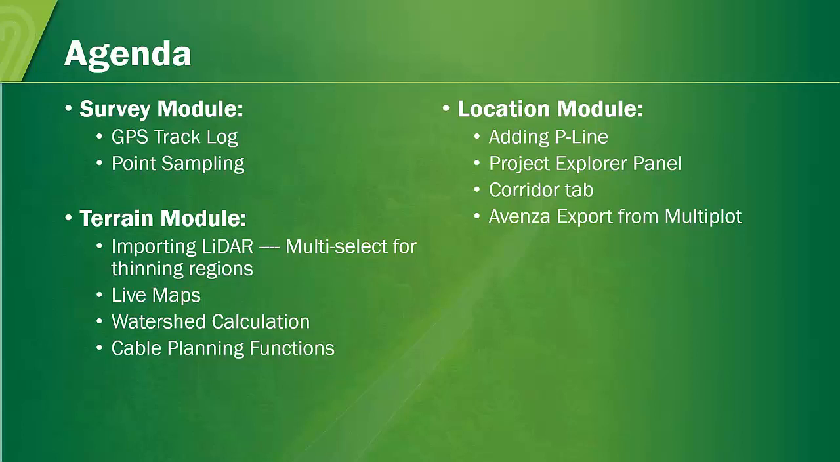In the location module, we've added some functionality to add in a P-line after a design is already started, so we'll show you what that's like. Talk a little bit about how you can navigate between multiple horizontal alignments and multiple vertical alignments. We've got a new Project Explorer panel that's been overhauled, and it makes it a lot easier to do that, as well as the new Corridor tab.